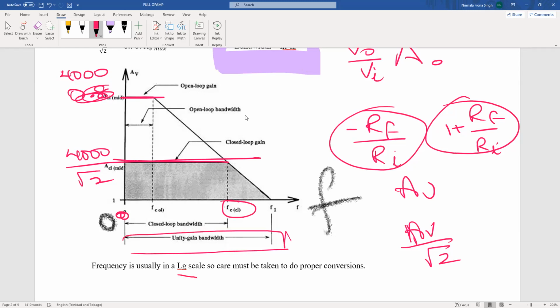Now, frequency is usually in a log scale. What topic did we do with log scale again? From unit 1, anybody remember?